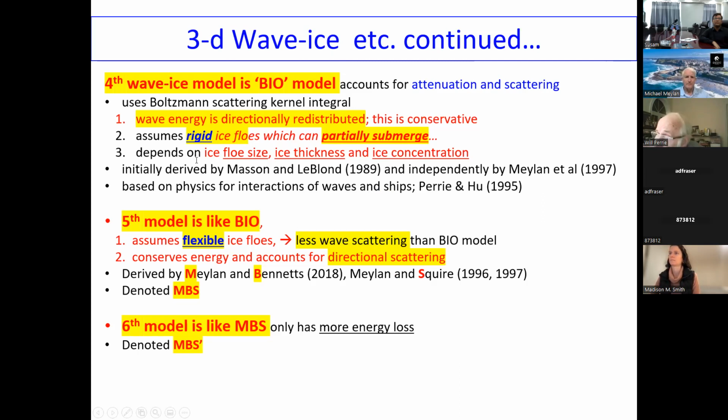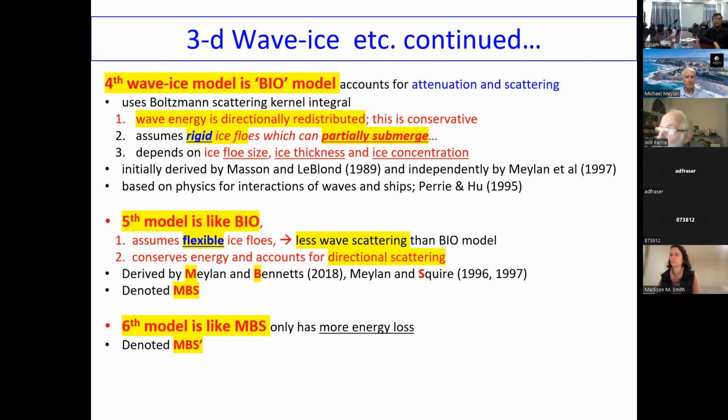The 5th model is like the BIO model, but it assumes flexible ice floes, less scattering, and it conserves energy and accounts for some directional scattering. It's derived from Meylan and Bennett 2018 and Meylan and Squire 1996, 97, so we denoted it as the MBS model here. The 6th model is like the MBS model, but it has more energy loss, so it's denoted MBS prime. So those are the 6 models.